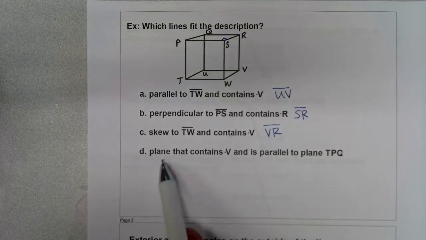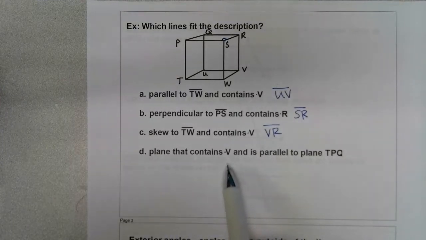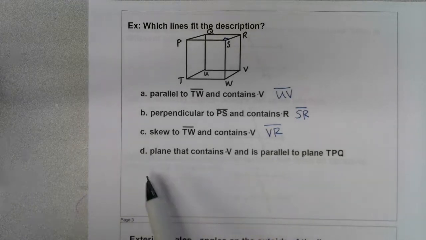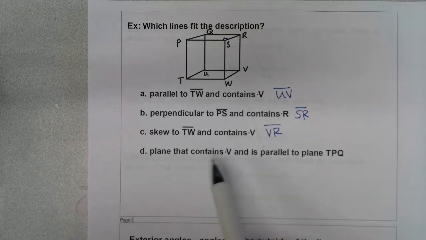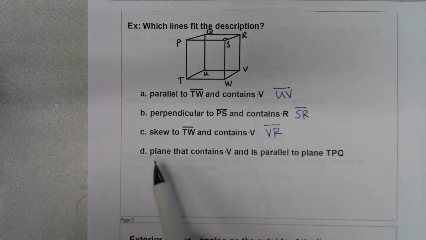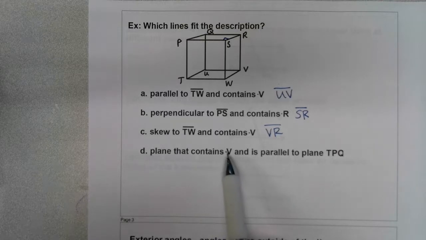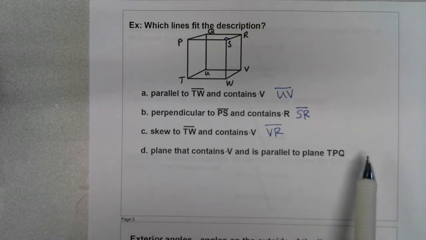Okay, and then planes can be parallel to one another. So even though they're not going to be within the same plane, we know that if we have two planes and they are running vertically or horizontally, they're going to be parallel to each other. So a plane that contains point V and is parallel to plane TPQ.